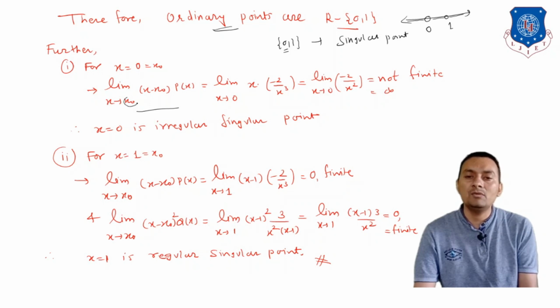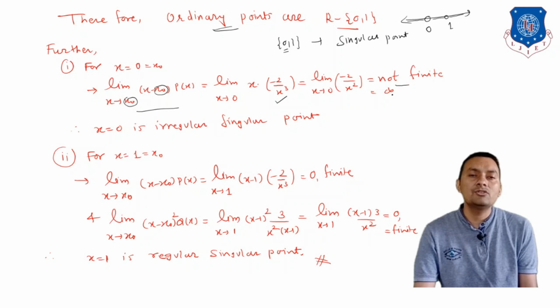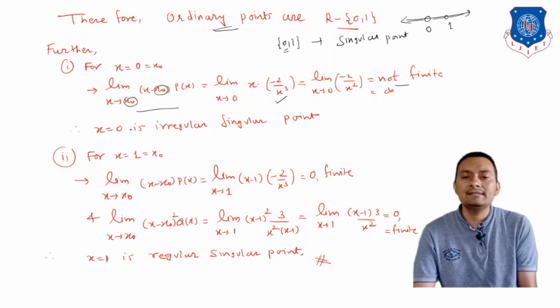But we are talking about x0 equal to 0, so just replace it here. So limit x tends to 0, x minus 0, and p of x is nothing but minus 2 divided by x raised to cube. Whenever you simplify, the answer is going to be not finite. That means x is equal to 0 is nothing but an irregular singular point.